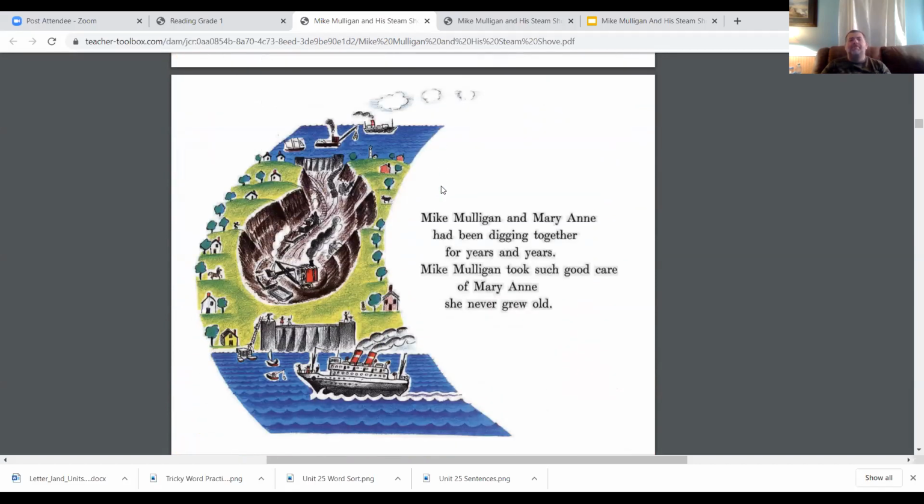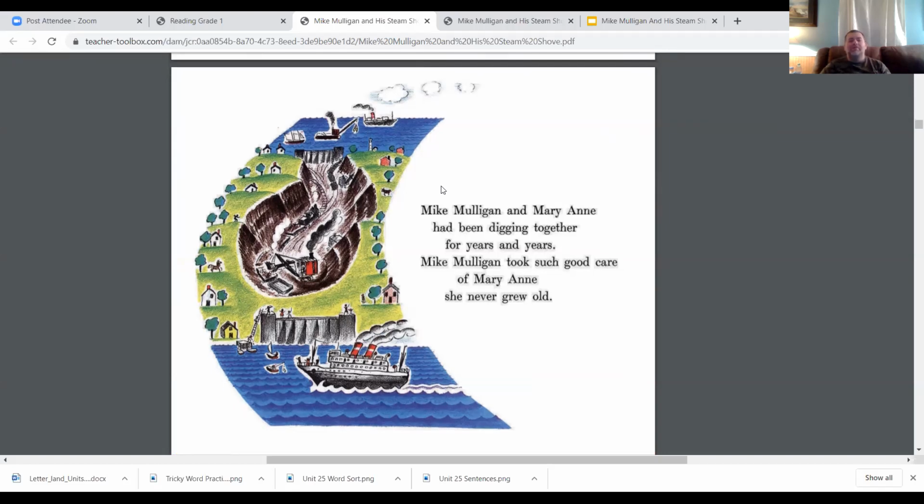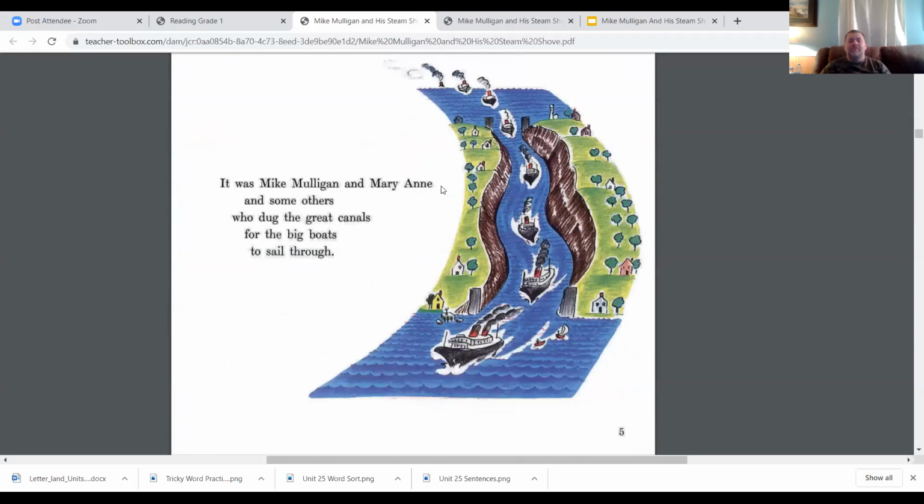Mike Mulligan and Mary Ann had been digging together for years and years. Mike Mulligan took such good care of Mary Ann, she never grew old. It was Mike Mulligan and Mary Ann and some others who dug the great canals for the big boats to sail through.